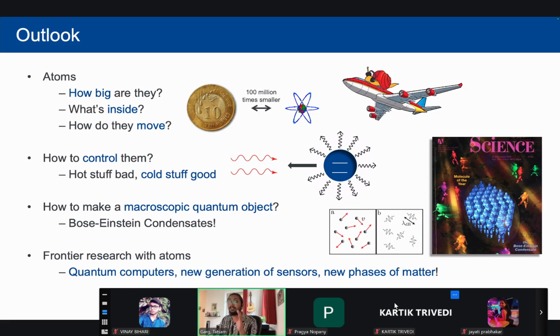You know? And at the very end, I was able to just briefly tell you something about the frontier research with atoms, right? From quantum computers to a new generation of sensors, new phases of matter. And there are so many more interesting things that we can talk about. But in the interest of time, I will have to leave that.